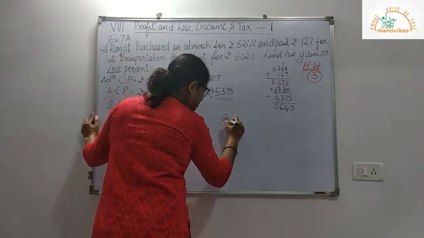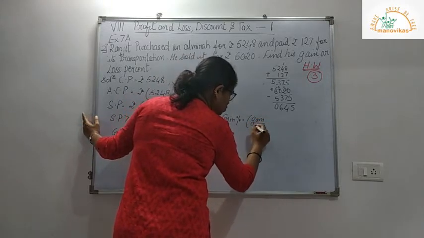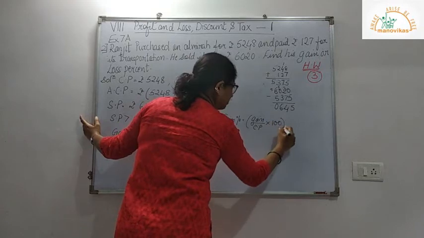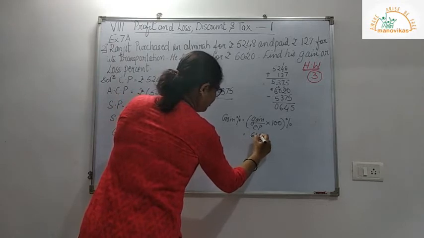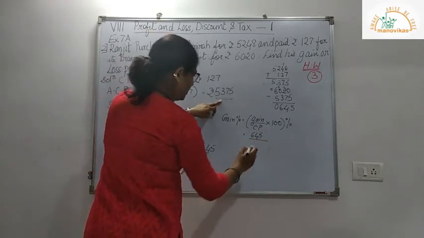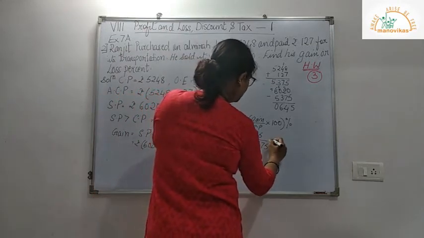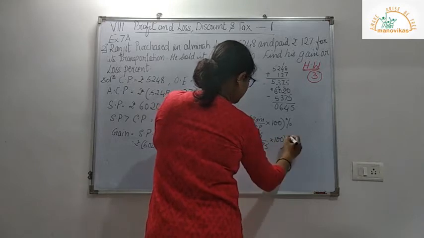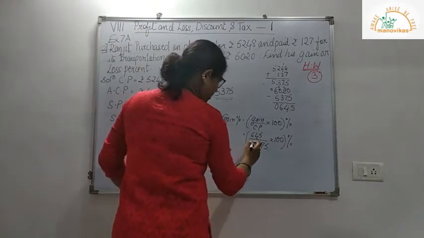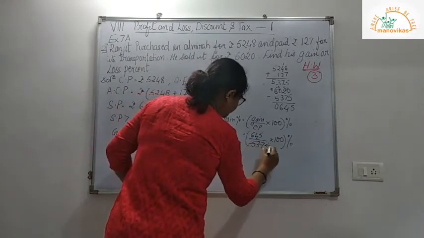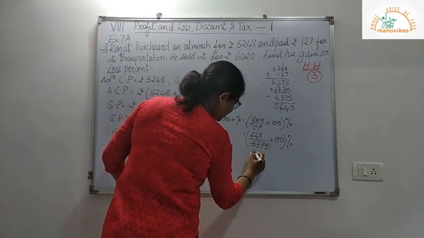So let us find the gain percentage. Gain percentage is equal to gain upon cost price into 100%. My gain here is 645 divided by the cost price, that is 5375, into 100%, right? So let us cancel this out now. Now here I cancel it with 5 ones are, right? So 3 is smaller, so I take 0 over here.